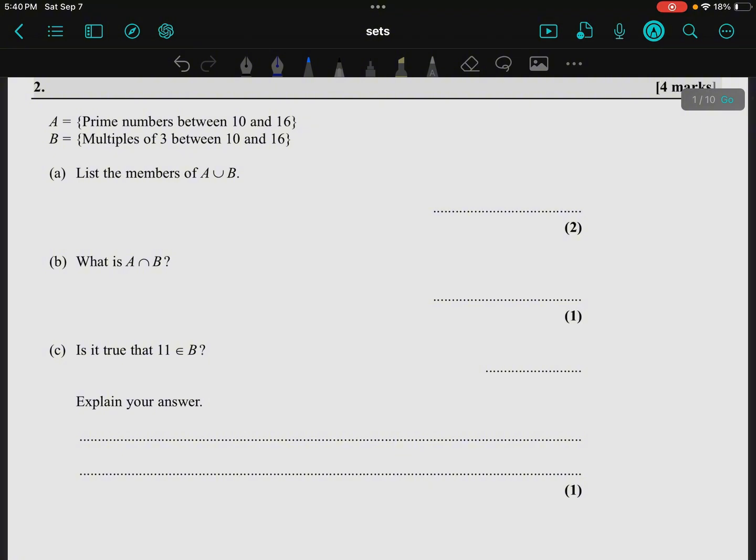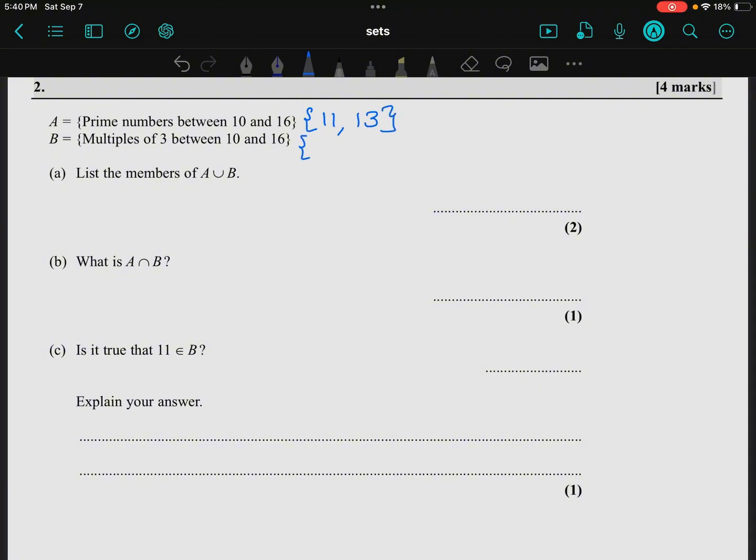Now question number 2. Prime numbers between 10 and 16 and multiples of 3 between 10 and 16. So first of all, write this in tabular form. After 10, the numbers that come between 10 and 16 are 11, 12, 13, 14. So we have to write only prime numbers. So 11 is a prime number and 13 is a prime number.